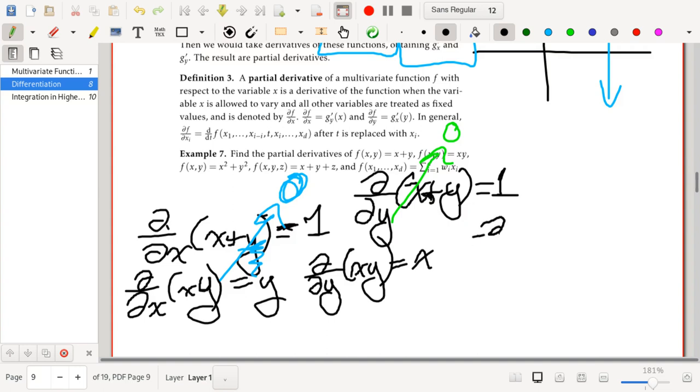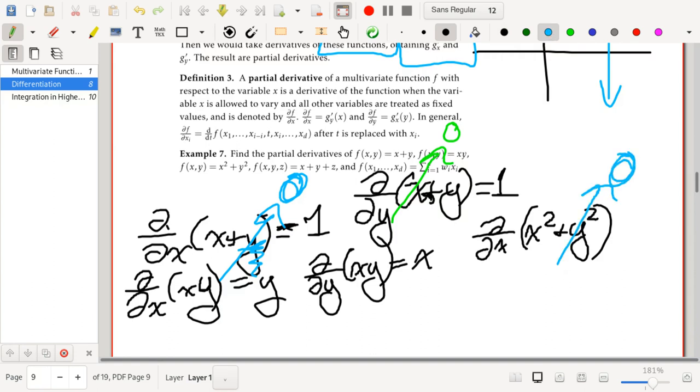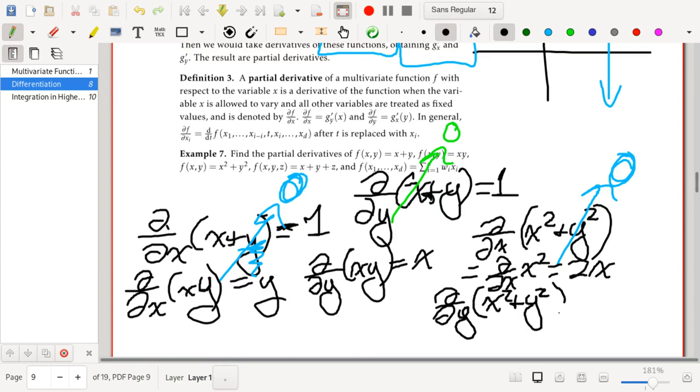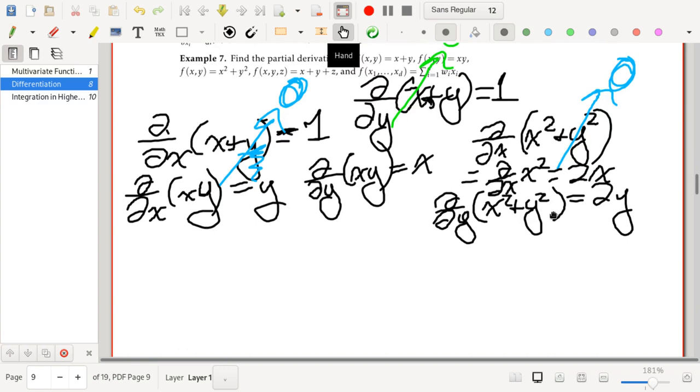All right, let's now take a partial derivative of x squared plus y squared. Well, in this situation, y squared doesn't care about x, so this is going to go to zero. In which case we're just going to have the partial derivative of x squared, which is going to be 2x. And the partial derivative with respect to y of the same thing is going to be 2y, basically for the exact same reason.